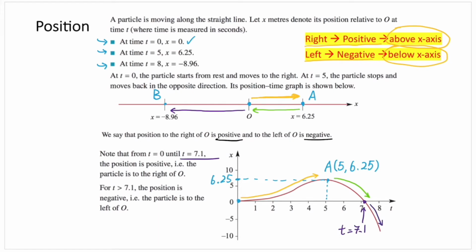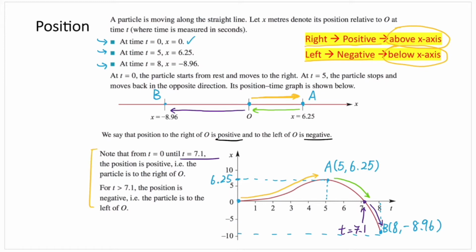And from this point onwards, our graph is below the x-axis because now the particle is moving on the left-hand side of point O. And you can say that after 8 seconds, the position is going to be negative 8.96. So maybe we can label this point there. So this final position will be point B, 8 and negative 8.96. So after 8 seconds, the particle finally stopped moving, and its final position or its displacement is 8.96 meters to the left of O.